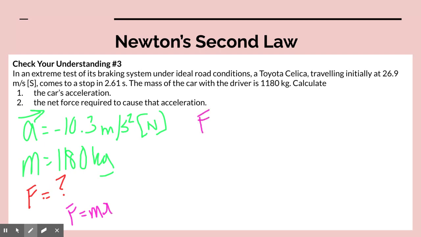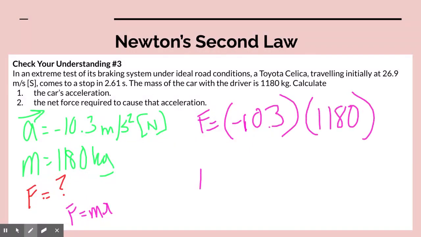So let's just write it out. So force is equal to negative 10.3 times 1180. So the force needed is going to be 10.3 times 1180. It is going to be 12,154 newtons. Now, we're not done yet because this is a negative.